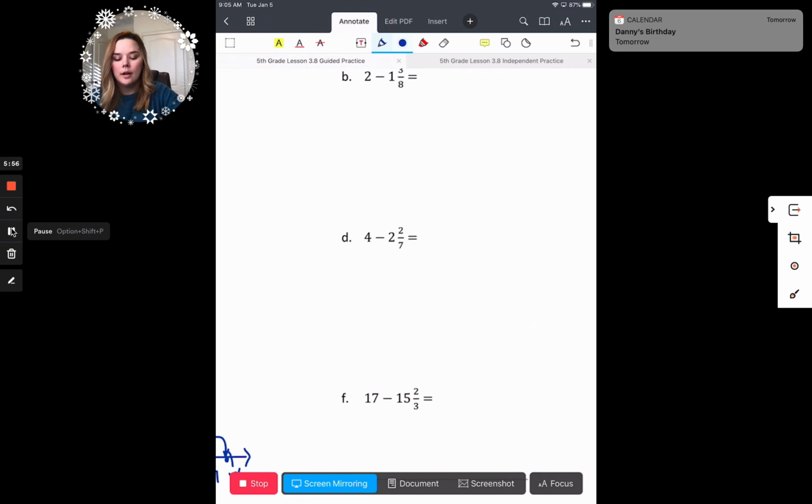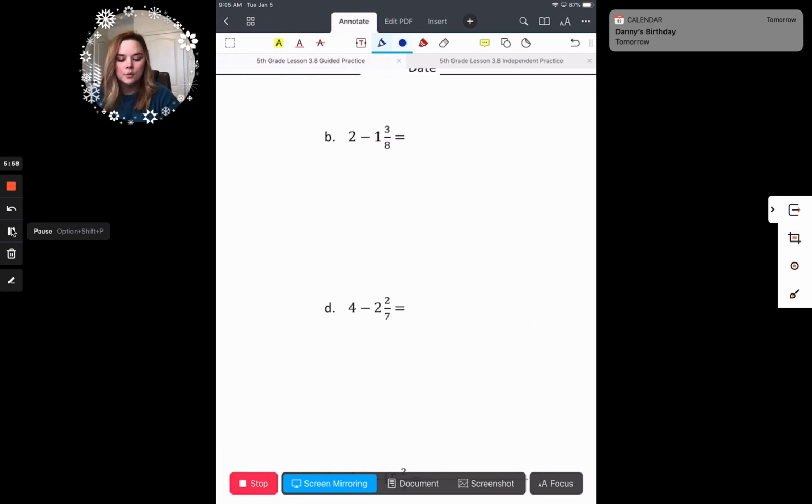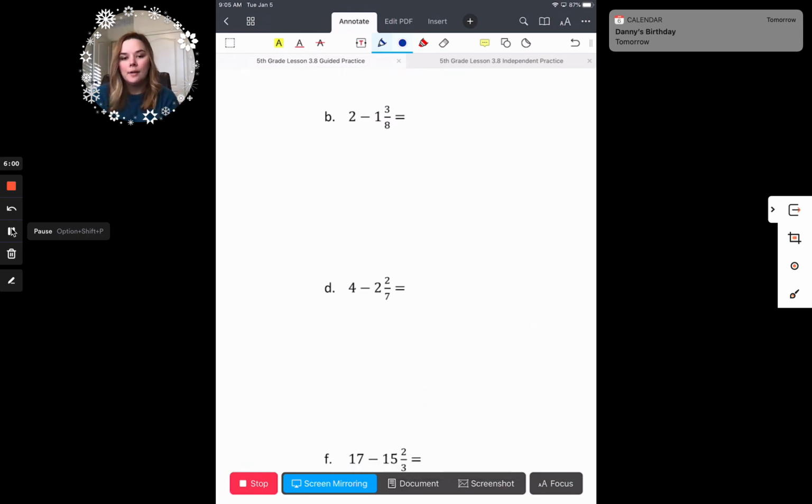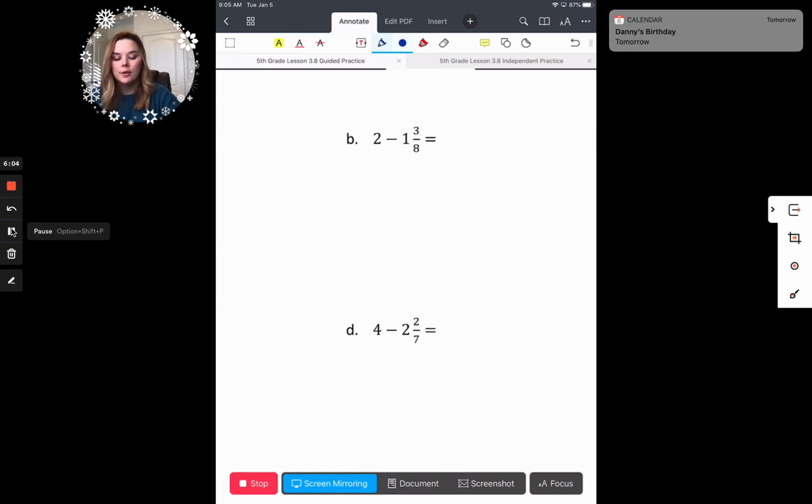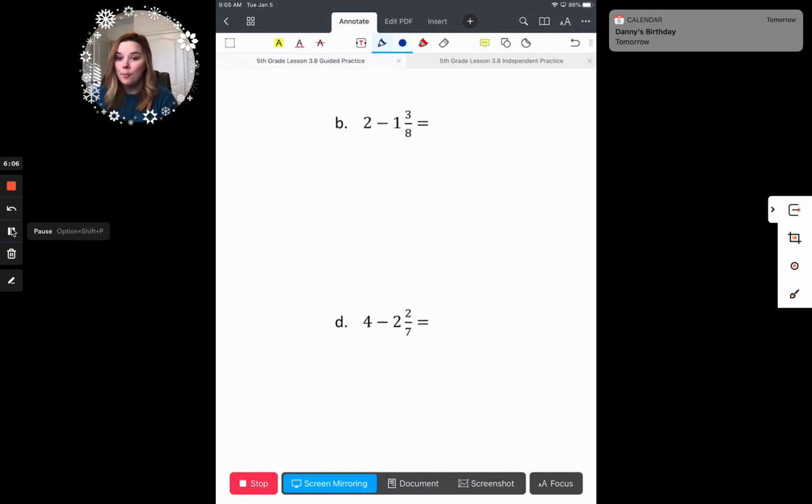Let's take a look now at subtracting. So we have some options here for subtracting as well. So first I'm going to show you the number line. So again, we're going to draw a number line.